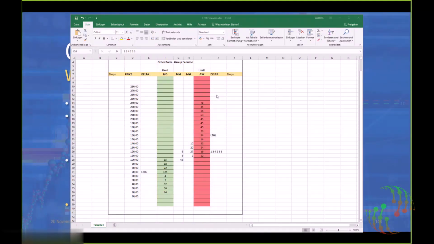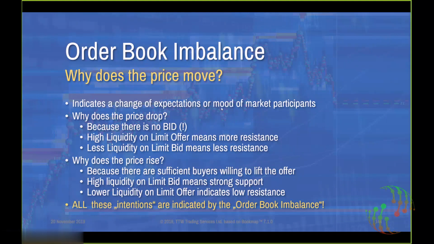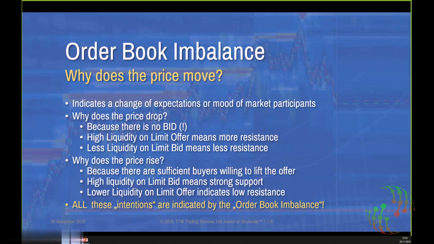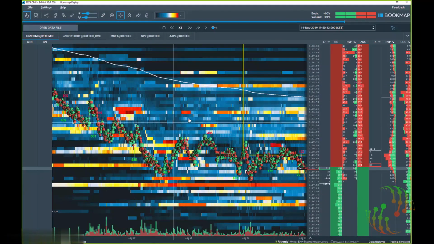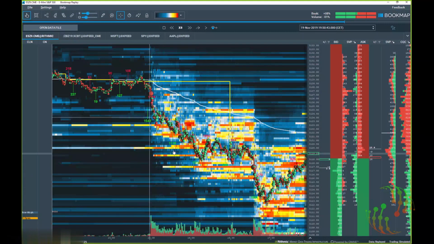We should understand what it is. Order book imbalance is indicated by stacked or cancelled orders on the limit side. It indicates a change of expectation or mood of market participants. Why does the price drop? Because there is no bid, and that's the main reason why prices go down. When everyone is cancelling their orders on the bid side, the limit orders on the bid side are weaker. Remember the path of least resistance, which we talked about yesterday. You see that also on the visualization part of Bookmap here.